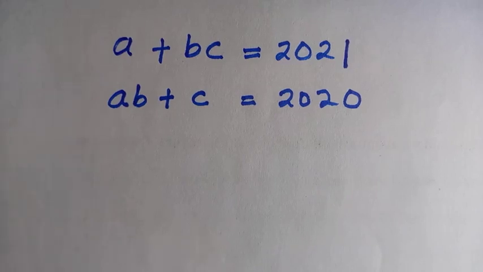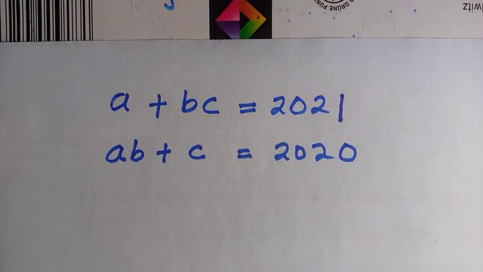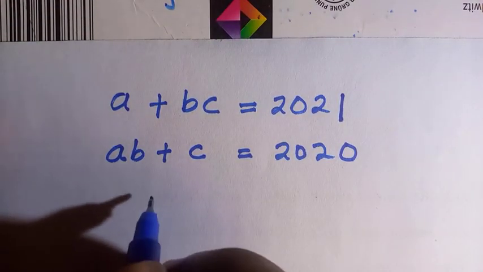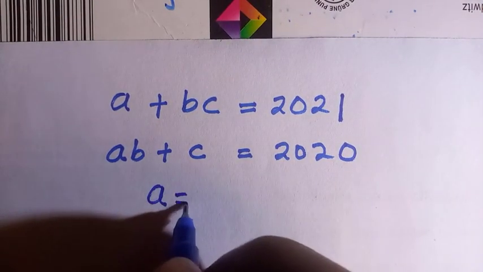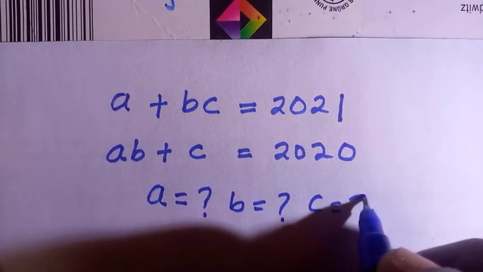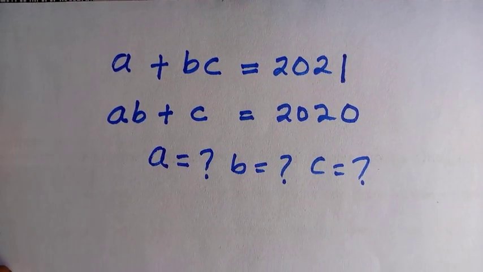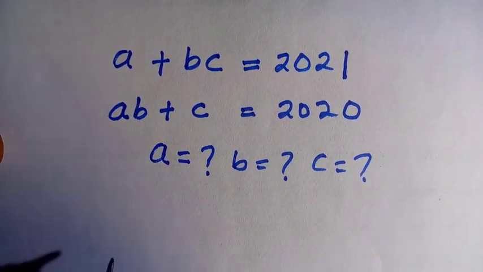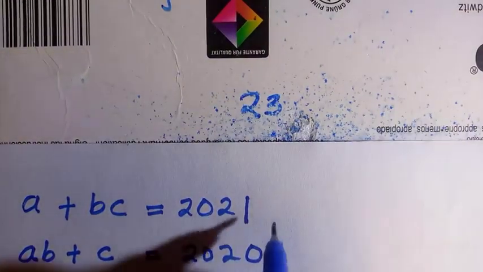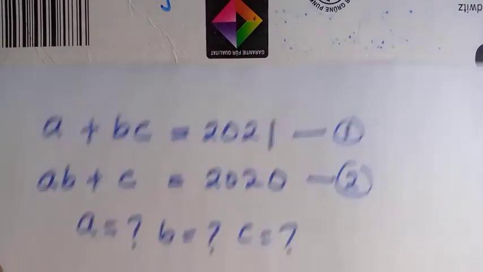Welcome to another video. In this system of simultaneous equations, a plus bc equals 2021, and the second one, ab plus c equals 2022, we want to solve for the value of a, the value of b, and the value of c. The first thing we are going to do here is subtract equation 2 from equation 1. I call this equation 1 and this equation 2.